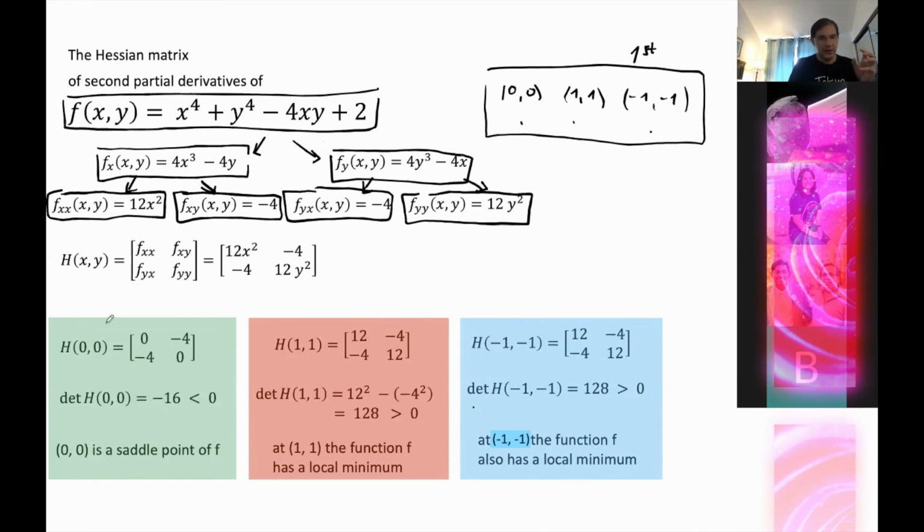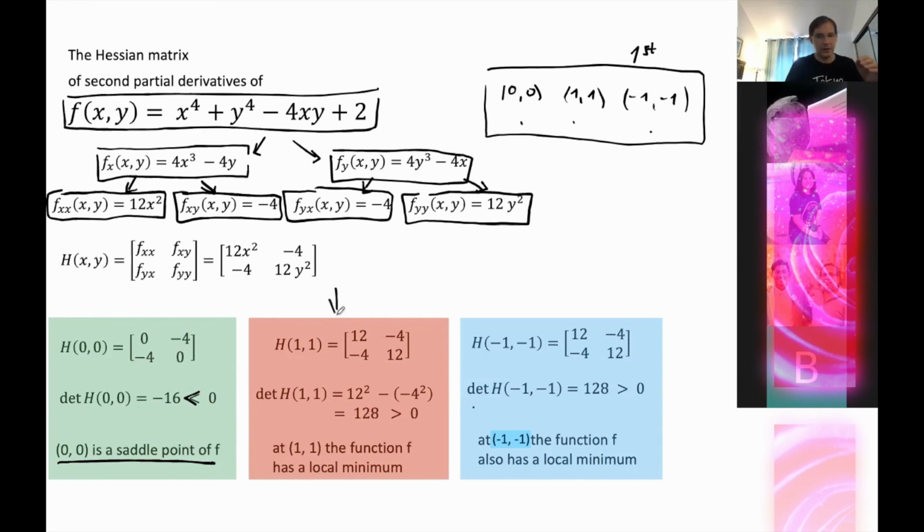Okay, so now take the Hessian matrix, evaluate this Hessian matrix at 0. That's the matrix 0, negative 4, negative 4, 0. Determinant of this matrix is negative 16. And this is a number that's less than 0. And because it's less than 0, at 0, 0, the function f has a saddle point. At 0, 0, the function f has a saddle point.